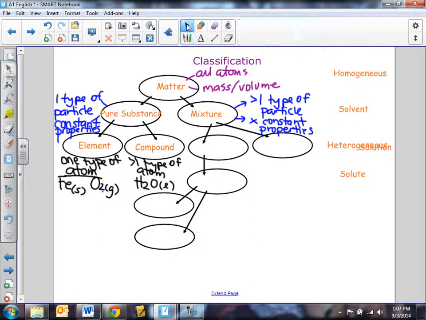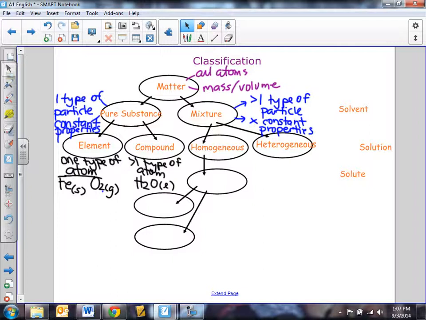So we're going to move to the other side, where we already heard that homogeneous and heterogeneous went together. And they're in fact the two kinds of mixtures that you can have. Could anybody tell me the difference between homogeneous or heterogeneous? Yes. Homogeneous is all the same.